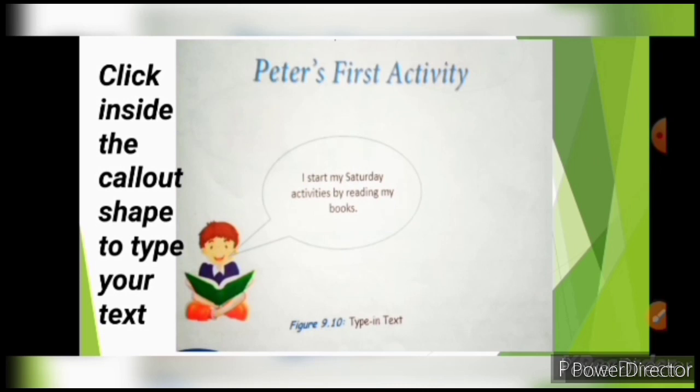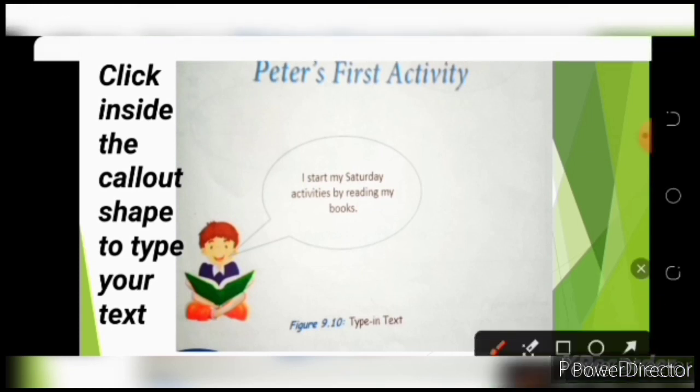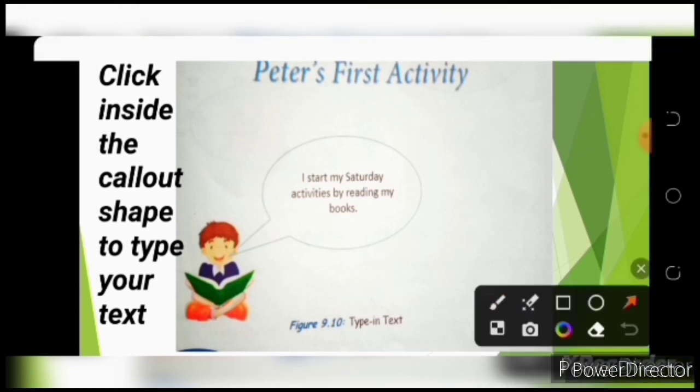Now let's quickly see the next step. The next step is to click inside the callout shape to type your text, just as you have seen. It has been done here already. You click inside the callout shape, then you type your text. Peter reads, "I start my Saturday activity by reading my book." So Peter starts his Saturday activity by reading.